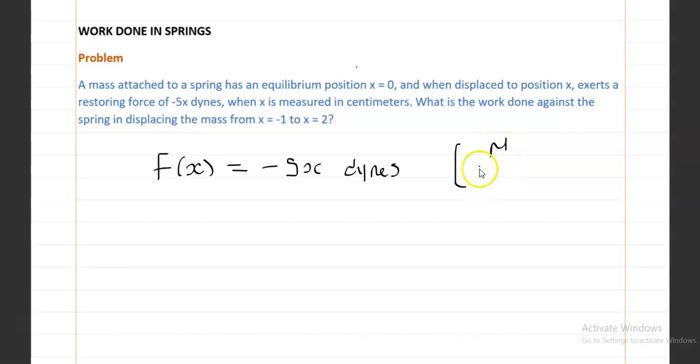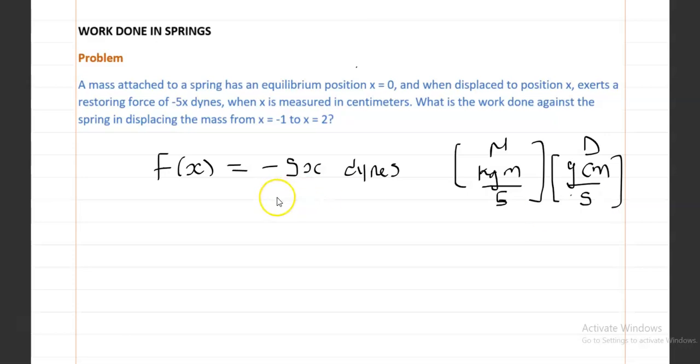Newton is actually kilogram meter per second squared. But dyne here is an olden days way of measuring force, and it is in gram centimeter per second squared. So you can see the distinction here.